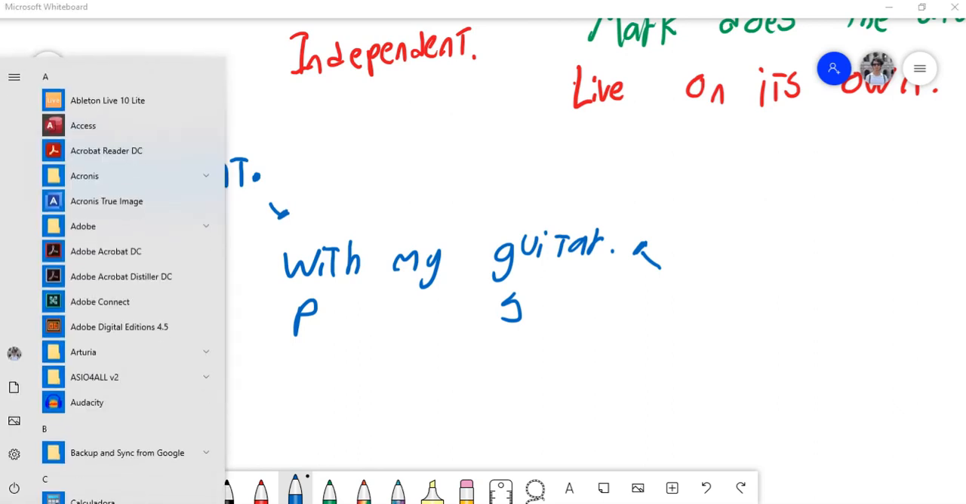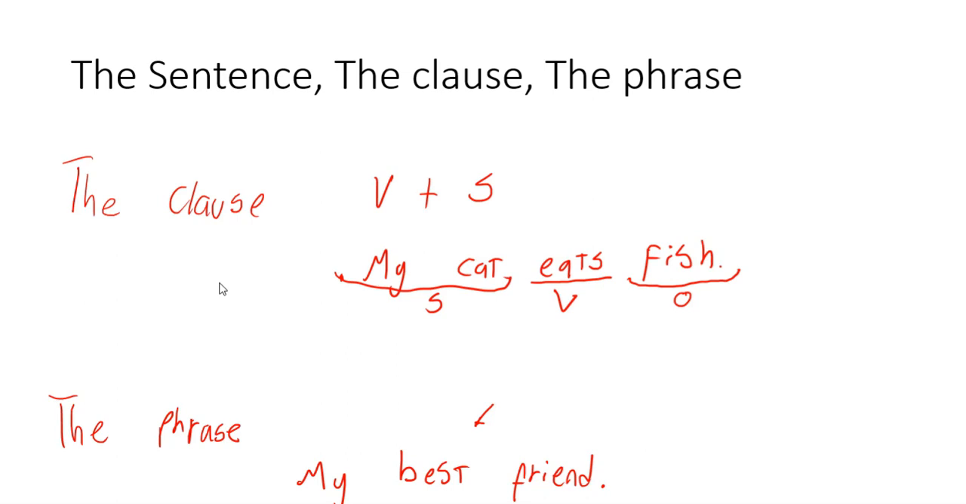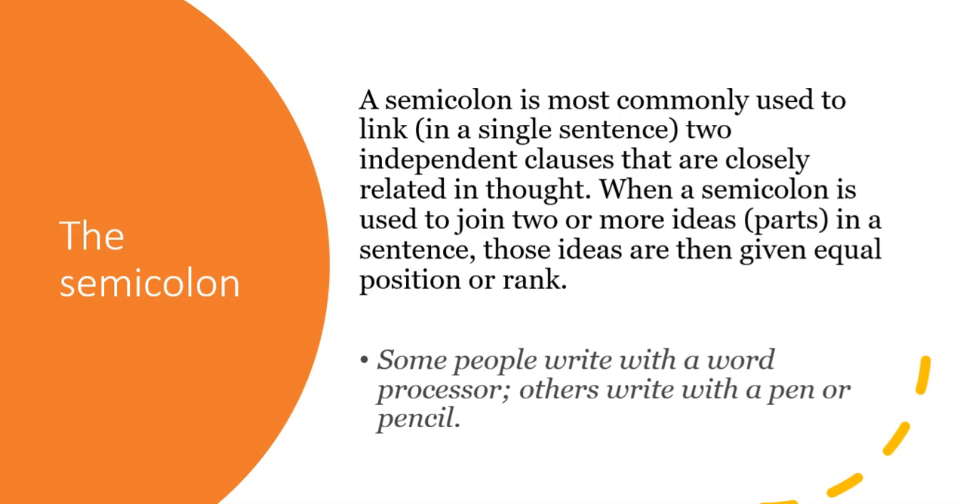Now, knowing that, we can go back to the presentation about the semicolon. Remember that the semicolon is this symbol. All right. So let's talk about the uses of the semicolon. A semicolon is most commonly used to link a single sentence. What is a single sentence? Well, it is the same as saying an independent clause.